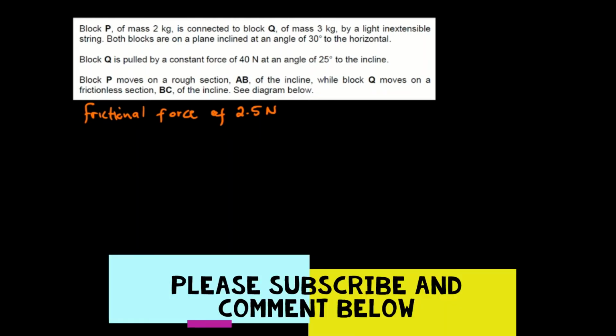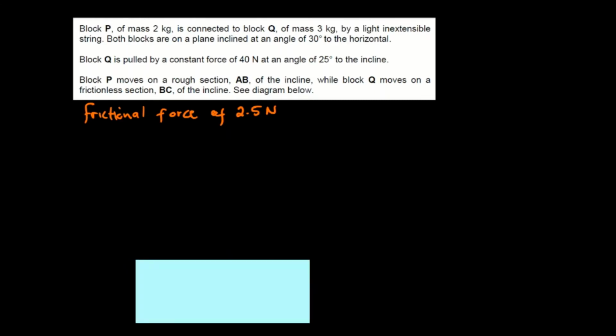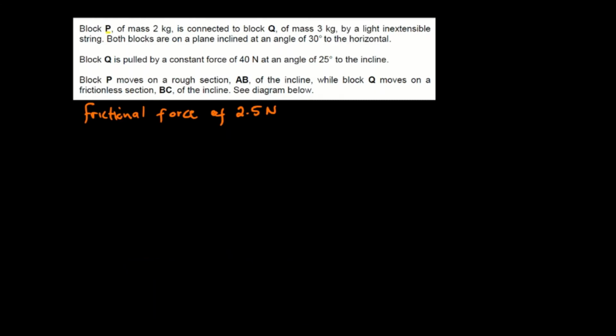So in this problem here, we have block P with a mass of 2 kilograms connected to block Q, of mass 3 kilograms, by a light inextensible string. Both blocks are on a plane inclined at an angle of 30 degrees to the horizontal.